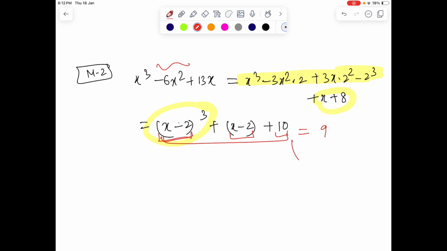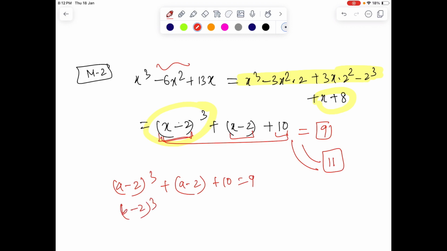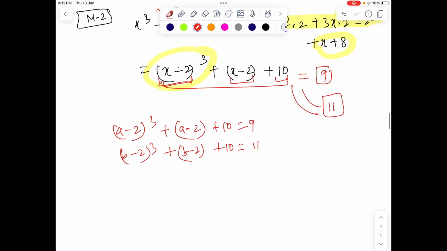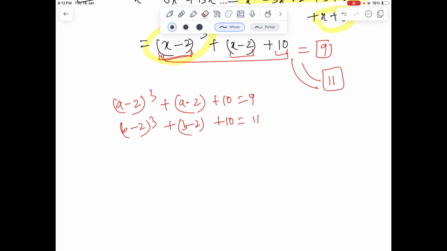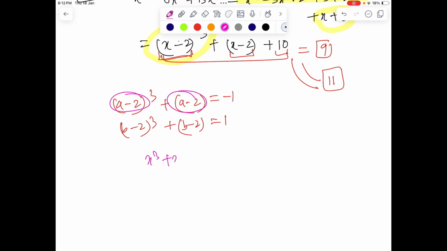Okay, so now the condition of the problem is that this expression equals 9 in one case and equals 11 in the other case, right? So a minus 2 whole cube, clear? Plus a minus 2 plus 10 equals 9. And b minus 2 whole cube plus b minus 2 plus 10 equals 11. And that's really exciting because you see the first equation can be written as equals minus 1, and for 11 minus 10, this can be written as 1. So now basically we need to analyze just the function x cube plus x.